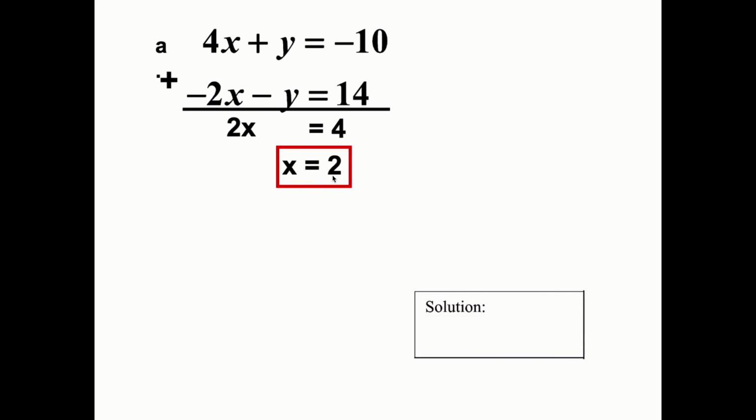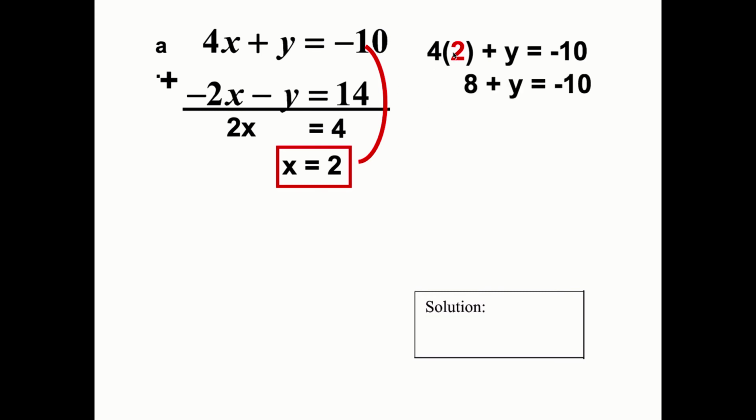So I can choose, do I want to plug x into the top equation or the bottom one? Since this one has negatives, I'm going to go to the top equation. So I'm going to get 4 times x, which is now 2, plus y equals negative 10. 4 times 2 is 8, plus y equals negative 10, minus the 8, y is negative 18. So I write my answer as x, comma, y, 2, negative 18.